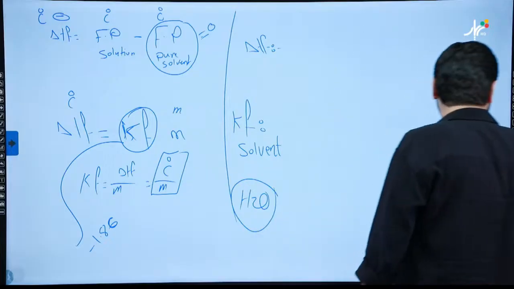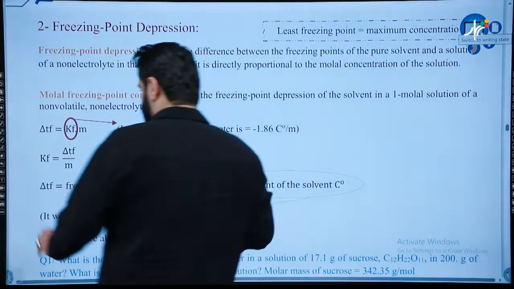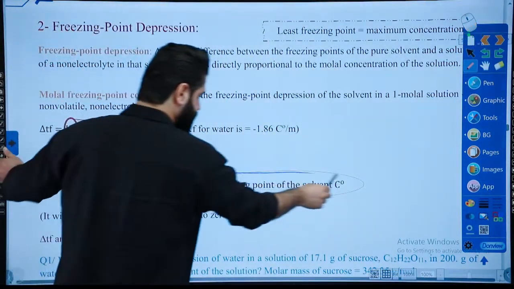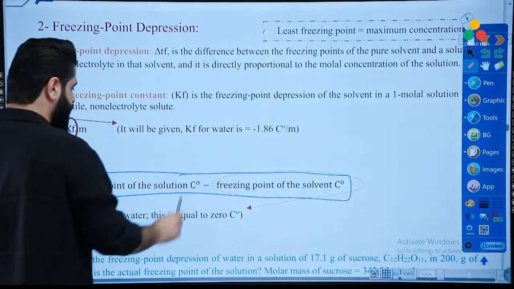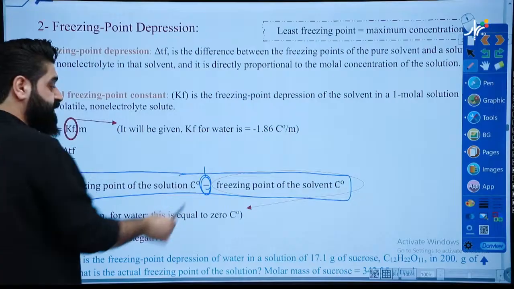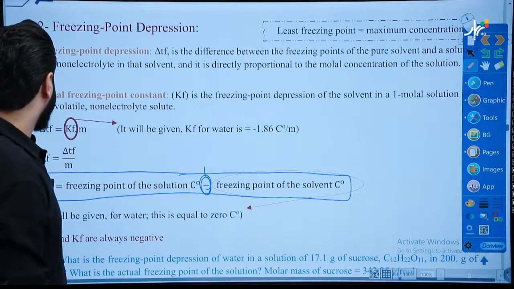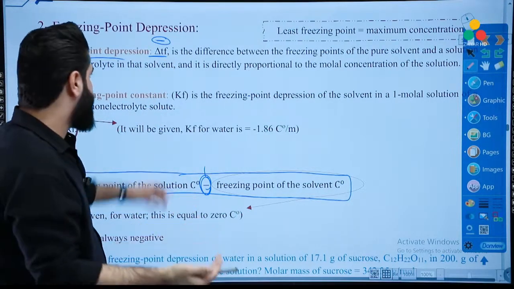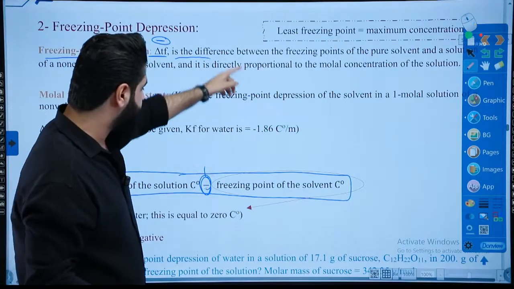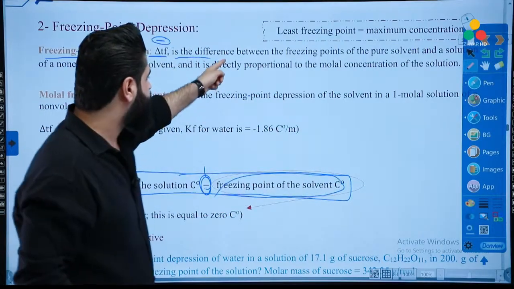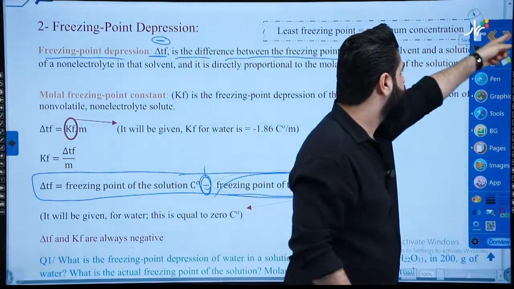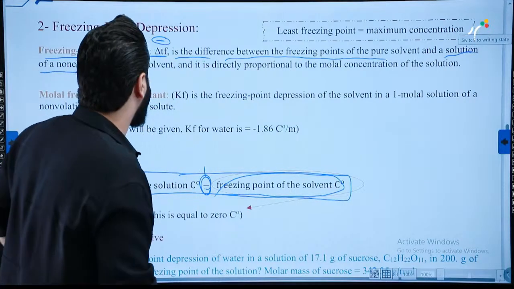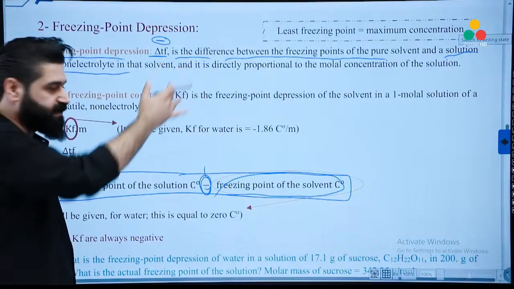So let's read the definitions. Let's convert this rule to the definition of delta TF. In math, we call subtraction the difference, right? Freezing point depression, symbolized by delta TF, is a negative value always. It's the difference between the freezing point of pure solvent and solution. Good? It's easy. And solution of non-electrolyte in that solvent. The next part we'll get back to this.